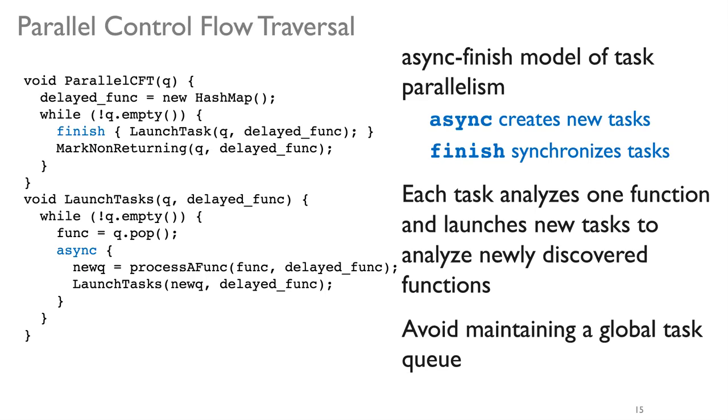The main component of the algorithm is the async finish model for task parallelism. The async clause creates new tasks, and the finish clause synchronizes tasks. Each task analyzes one function and launches new tasks to analyze newly discovered functions. This model of task parallelism avoids the need for a global task queue.